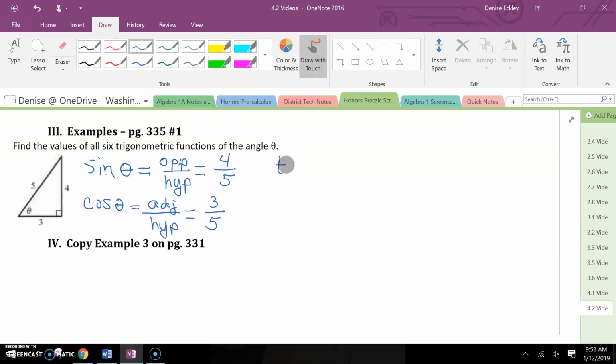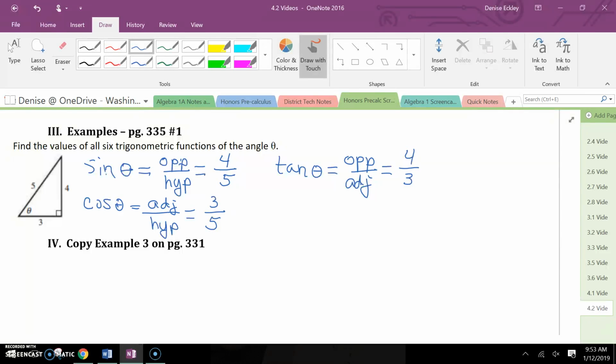Then next we have tangent of theta, which is the opposite side divided by the adjacent side. And when we do that, the opposite side of theta is 4, the adjacent side is 3.